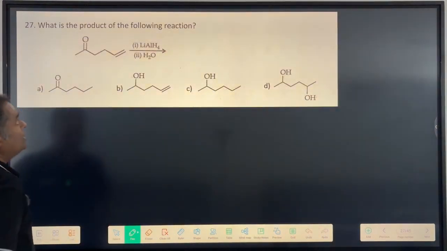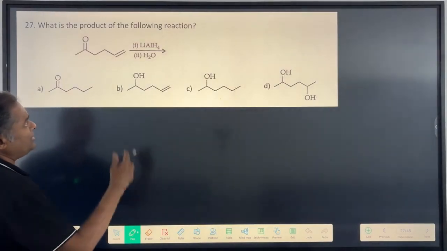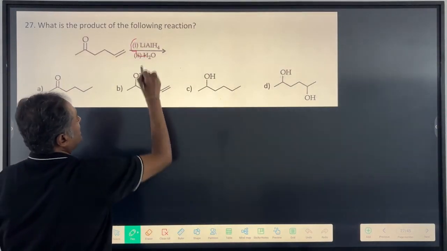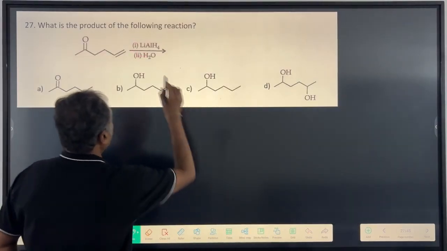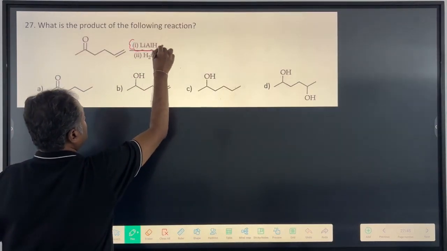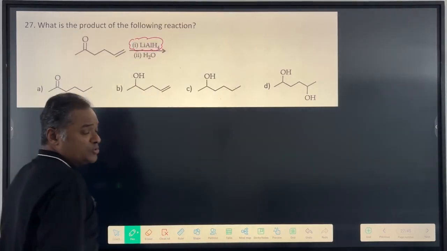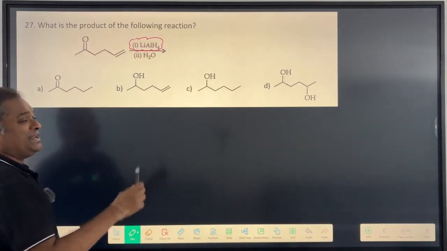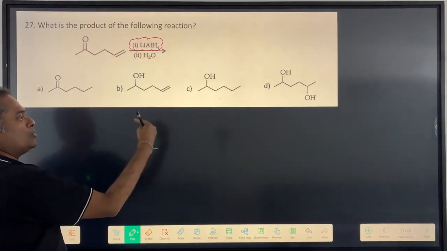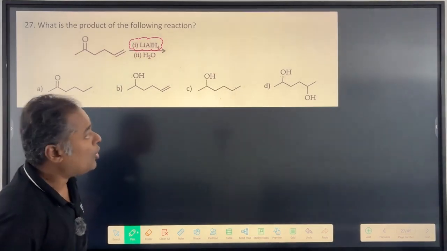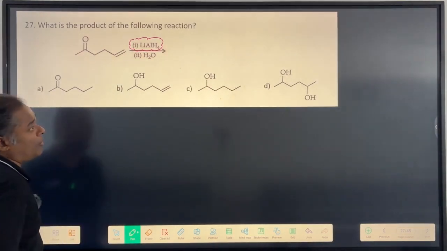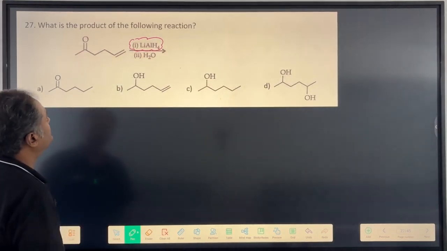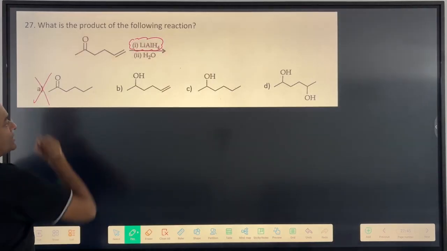Now, what is the product of the following reaction, child? I think you understand over here it is given as lithium aluminum hydride. Now, lithium aluminum hydride is used as a reducing agent, and we know that aldehydes and ketones on reduction give you alcohols. That means the product obtained would be an alcohol, that is clear, fine. So, this cannot be the answer.